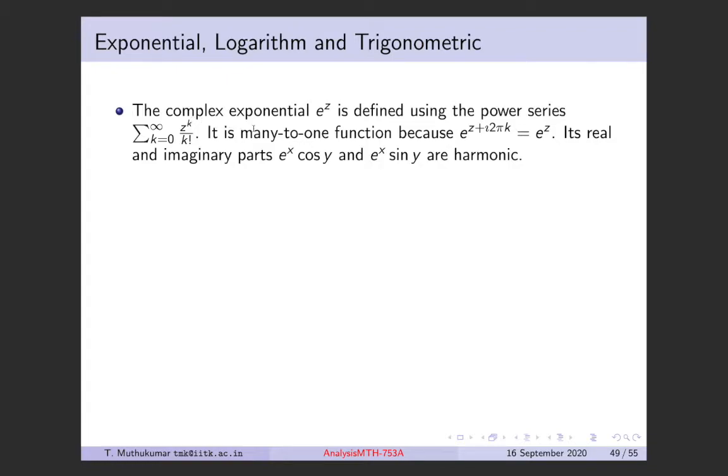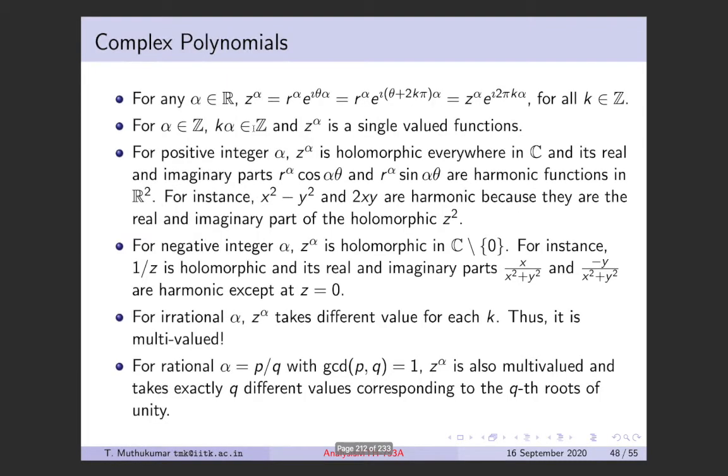Now then, just to highlight, this is not something new. This was happening also in the real line. For instance, if you take the square root function, you have both positive and negative square root. For instance, the square root of 4 is both plus 2 and minus 2.